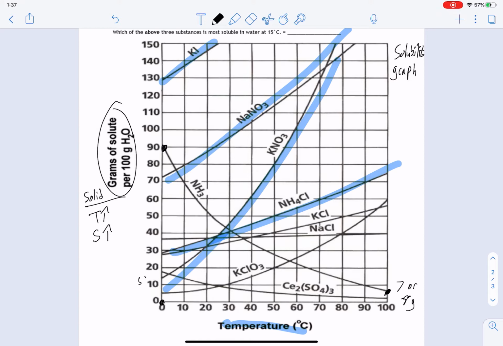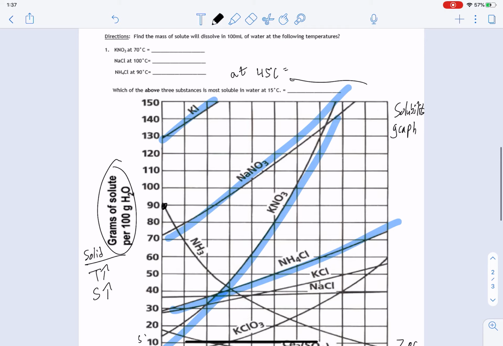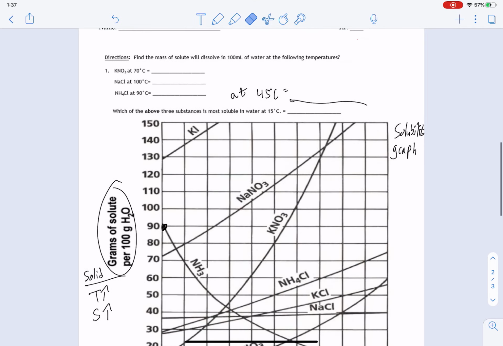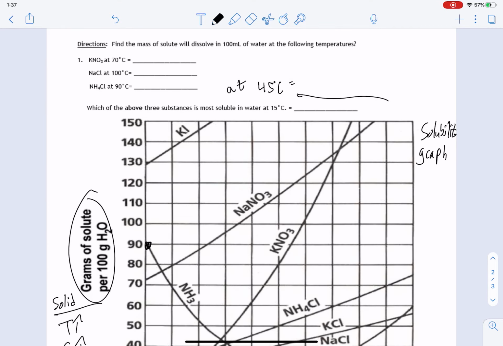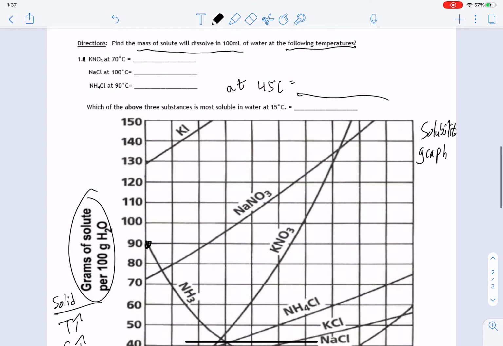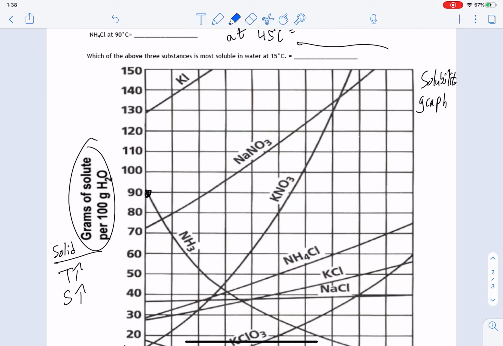So the rest of this handout, or the next two pages, really asks you to interpret this graph. And so we're going to run through a few of these together. For the first part, you have to find the mass of solute that will dissolve in 100 milliliters of water at the following temperatures. So if we look at potassium nitrate, our first one, first we got to find it on our graph. You can see it's right there.